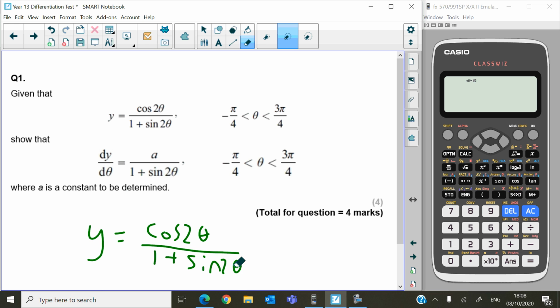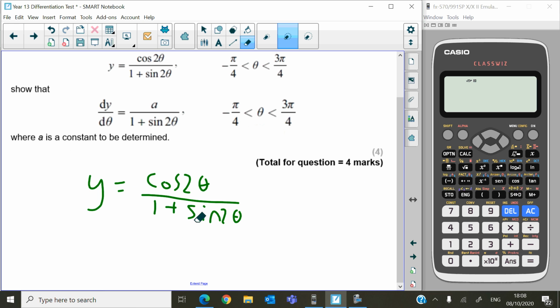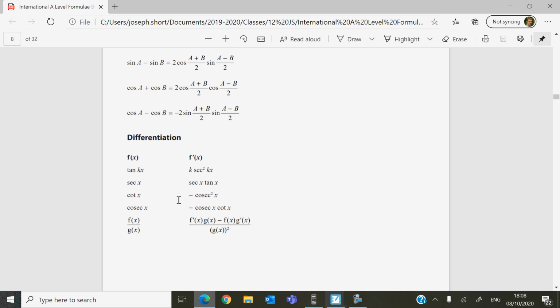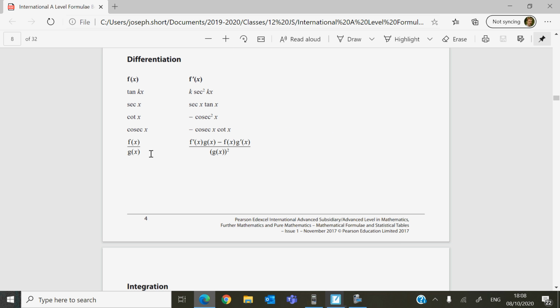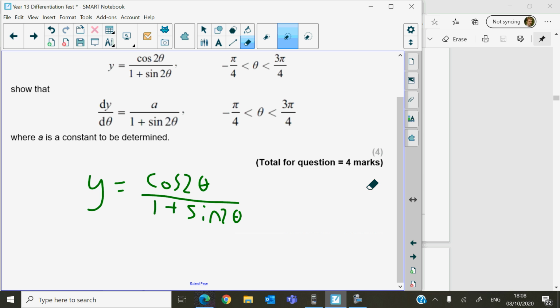You can see that we've got a fraction here, therefore we are going to be using the quotient rule. Now don't worry if you don't remember the quotient rule, because in your formula book, which is on the screen now, you can see the quotient rule as it is. So we've got some function f of x divided by some function g of x. It's the differential of the bottom multiplied by the top minus the bottom multiplied by the differential of the bottom, all divided by the bottom function squared. So bot d top minus top d bot, all over the bot squared. So let's get into that.